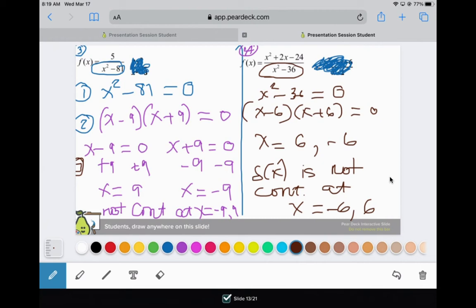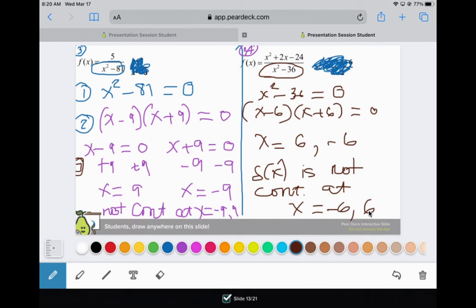One of the questions was, is this continuous? I'm not sure what you mean by is this continuous. Or will there be a non-continuous question too? I mean, this function is not continuous at these 2 points. Anywhere else is okay, but it's not continuous at negative 6 and 6.